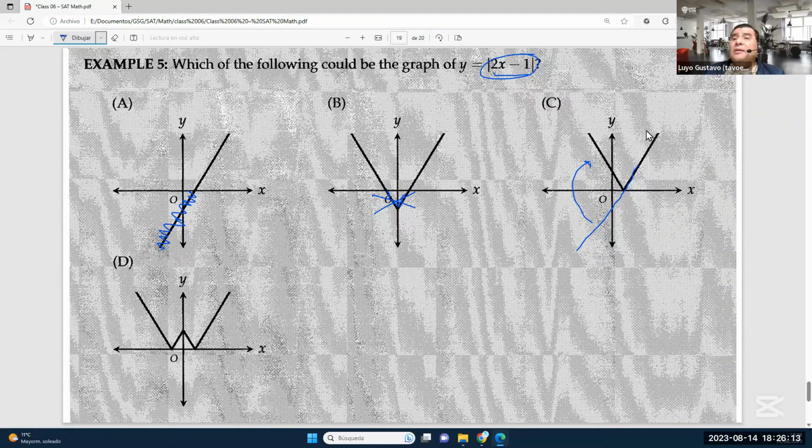What happens with D? D has several portions, and it has 2 zeros. It's impossible that this expression will have 2 zeros, right? Linear equations or linear functions only have 1 zero, not 2. So because of this, the correct answer choice is option C.